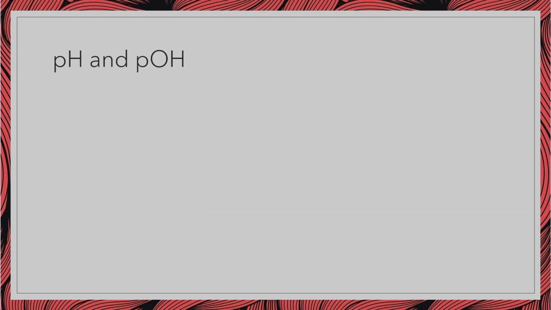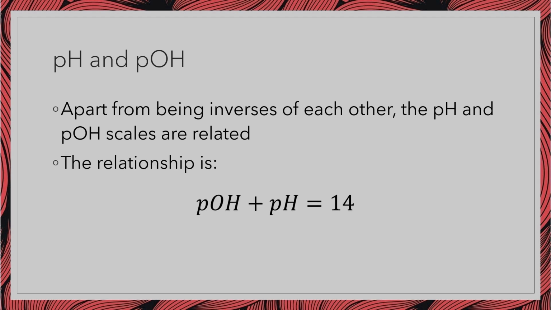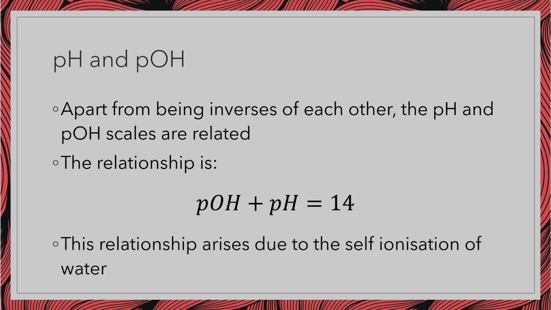Now, pH and pOH, apart from being inverses of each other, the pH and pOH scales are related. And the relationship is this: pOH plus pH will always equal 14. The relationship itself arises due to the self-ionization of water.